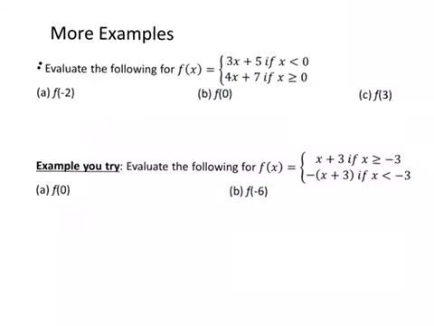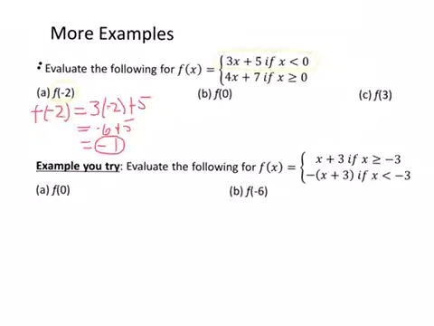When I evaluate a function in a piecewise function, the first thing I have to decide is which piece my x value falls into. So if I have f of -2, -2 is smaller than 0, so I'm going to plug it into 3x plus 5. Okay, so f of -2 equals 3 times -2 plus 5, which gives us -6 plus 5, which is -1.